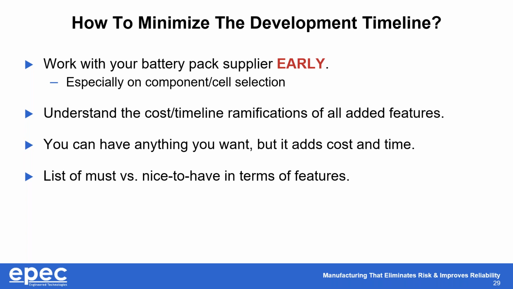The second thing you want to understand is that you can have anything you want, you just can't have everything. We can build a pack with every single bell and whistle on it that you want, but your application, can it afford it? And that's the number one thing, right?